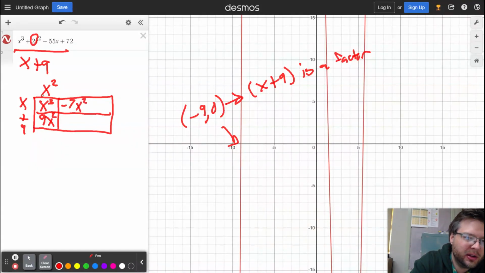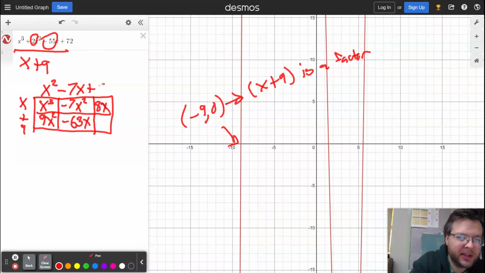Then I think, what times x has to be times -7x to get to -7x squared? -7x times 9 makes -63x. Then I check again. I need to get to -55. So that's adding 8x. That means this needs to be plus 8. X times 8. 8 times 9 is 72, and that checks out the end there.